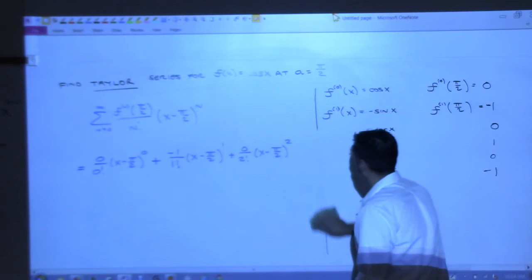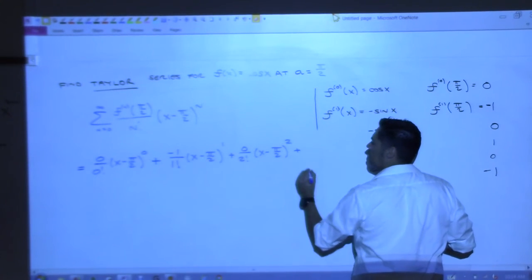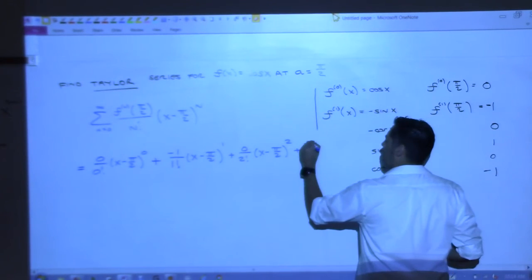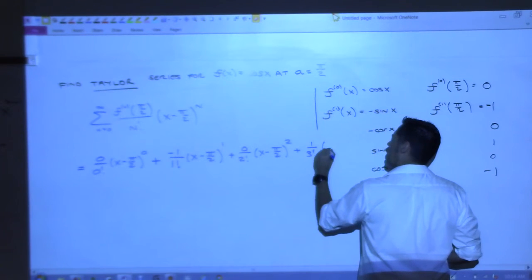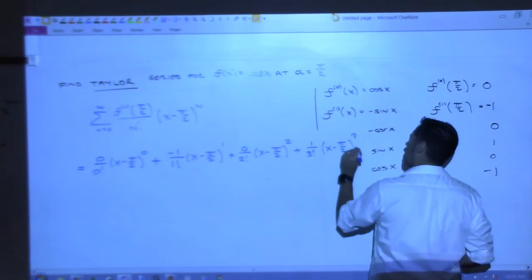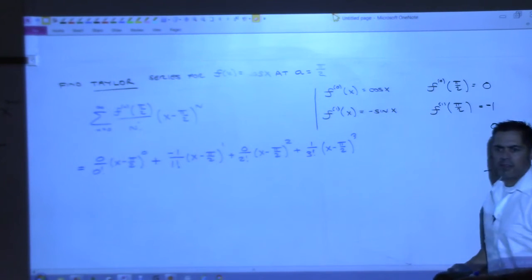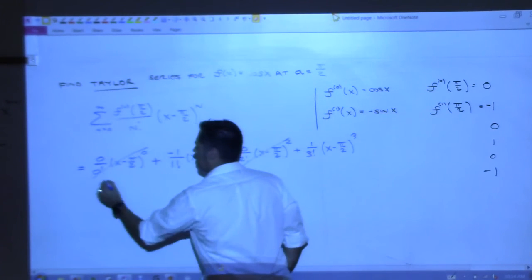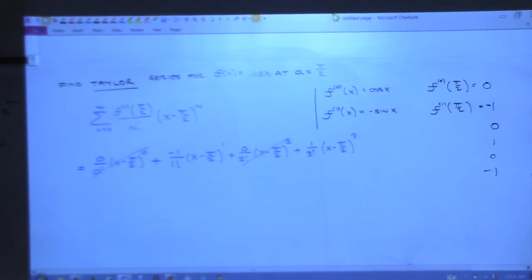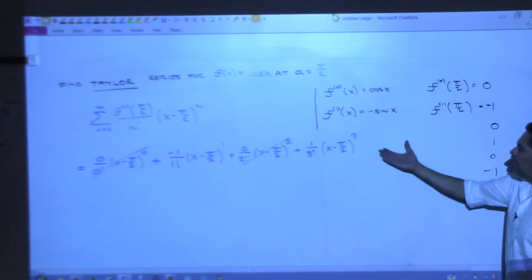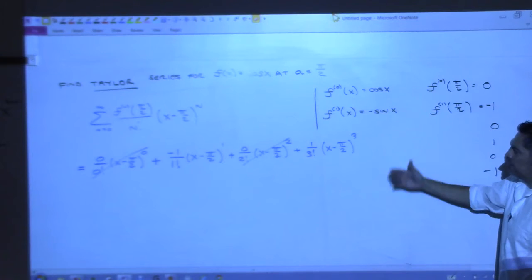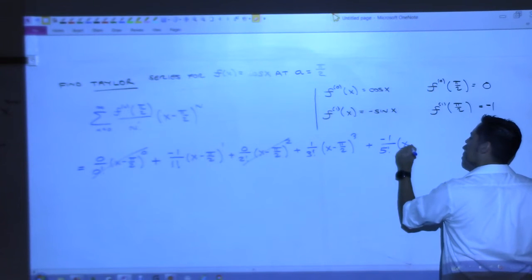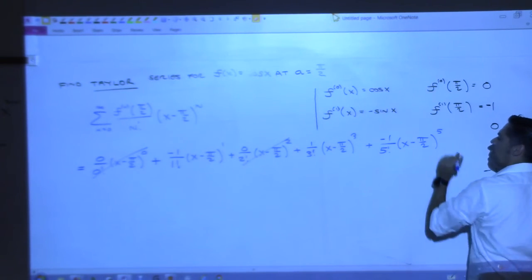Okay, so what's the next piece here? Plus, we're on the third one, so it's positive, right? 1 over 3 factorial x minus pi over 2 to the third. And I think you get the idea what's going on here. A bunch of these things are gone. All these zeros are gone. What would be our next term that actually does something? So plus negative 1 over 5 factorial x minus pi over 2 to the fifth.